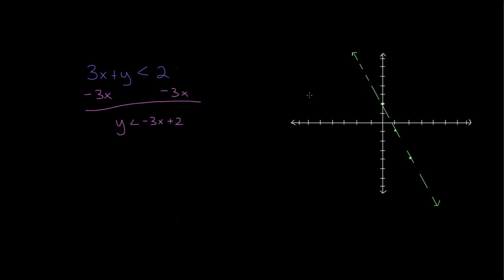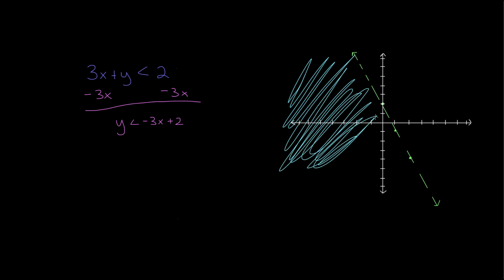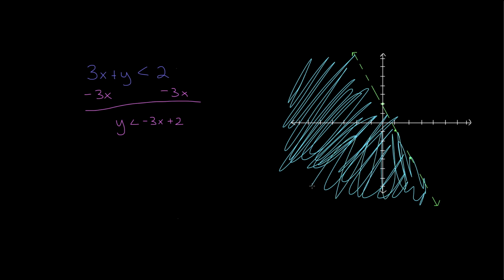So we're going to shade in everything below this line, and that is going to be our solution. Everything below the line on that graph is going to be our solution. And yeah, that's it. That's our solution.